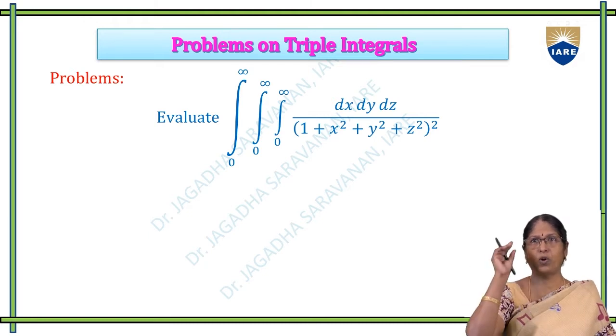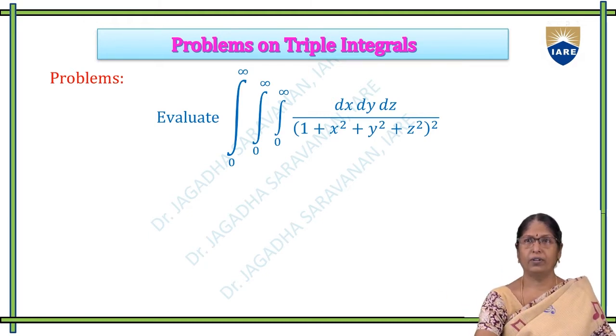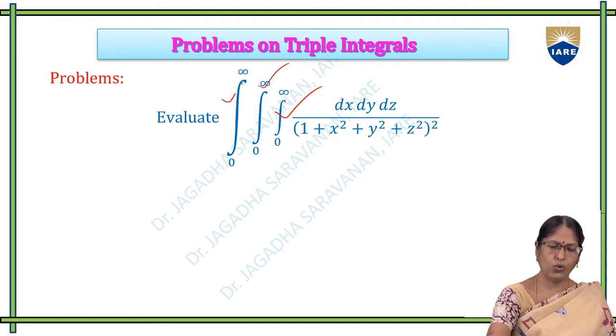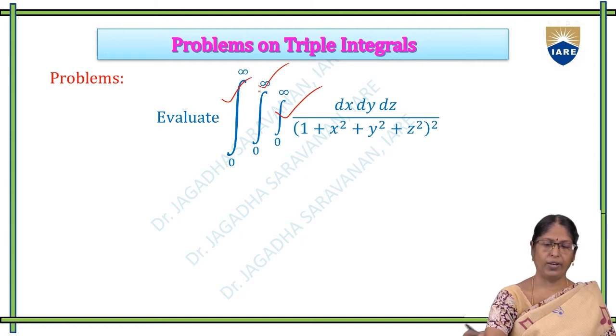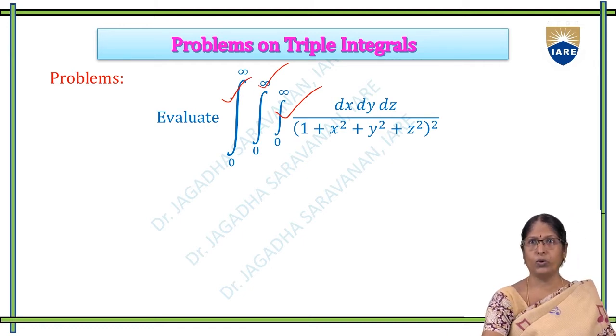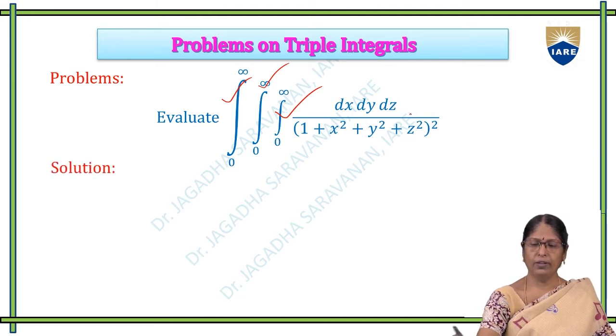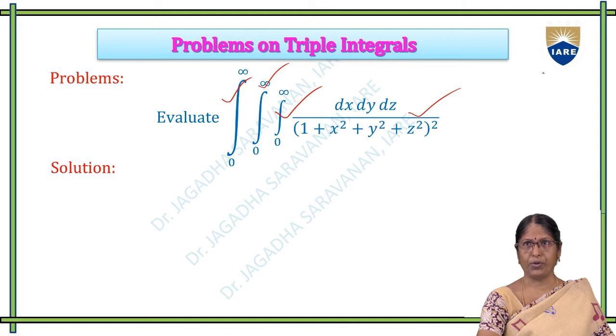Now, the first problem: evaluate the integral from 0 to infinity, the interior one; the middle one also 0 to infinity; the outermost one also 0 to infinity. So dx dy dz, divided by (1 plus x squared plus y squared plus z squared) the whole squared. This we have to integrate.